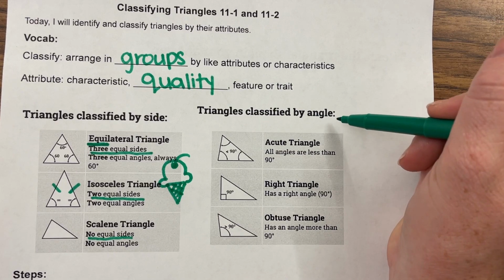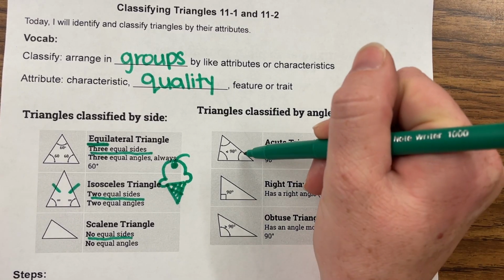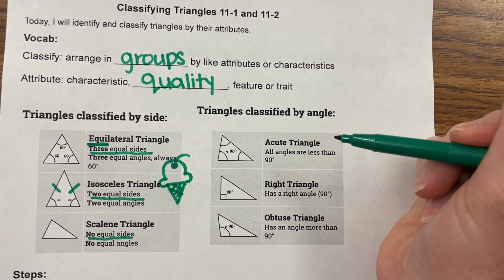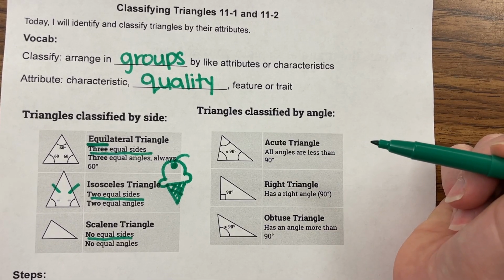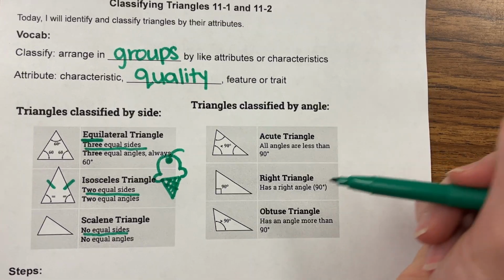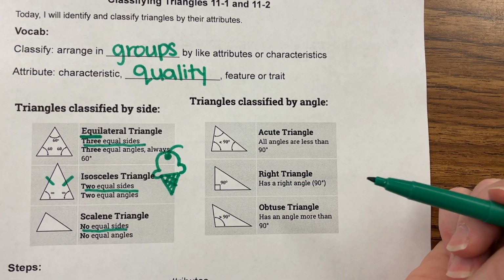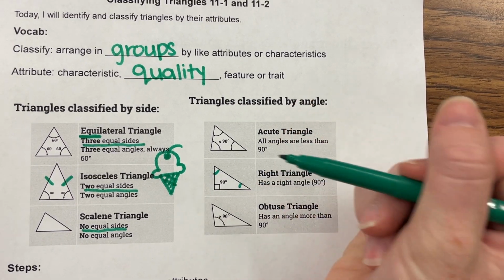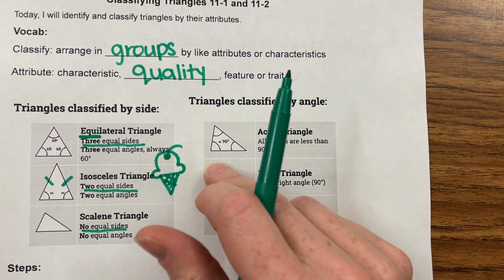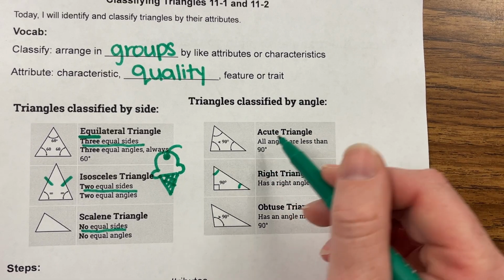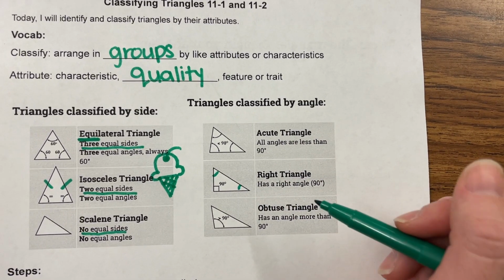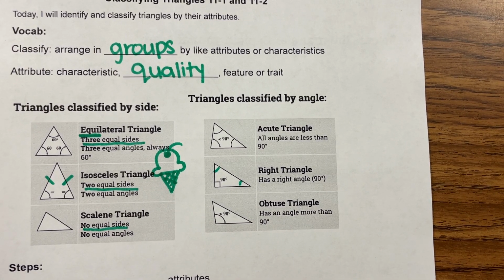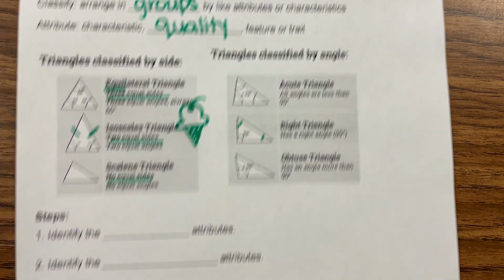Okay, classifying triangles by angle. So if they all have an acute angle, then it is an acute triangle. All angles have to be less than 90. If there's a 90-degree angle, then it has to be a right angle. I'm going to point out that the other two are going to be acute, but you have to have all 3 to be an acute triangle. If there's a right angle, it's a right triangle. If there's one obtuse angle, then it is an obtuse triangle.